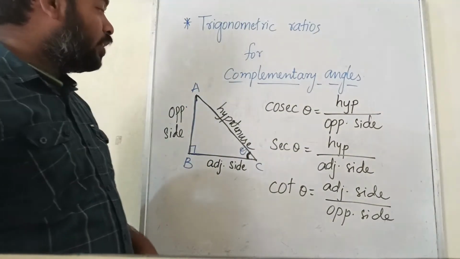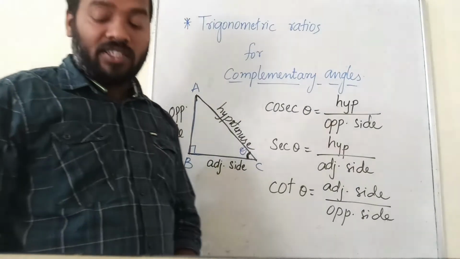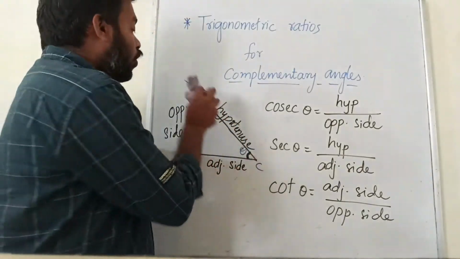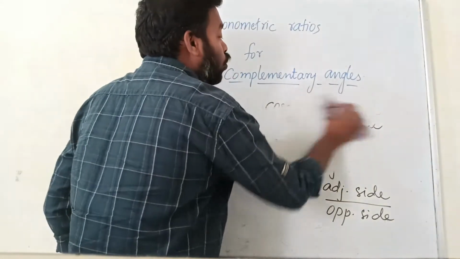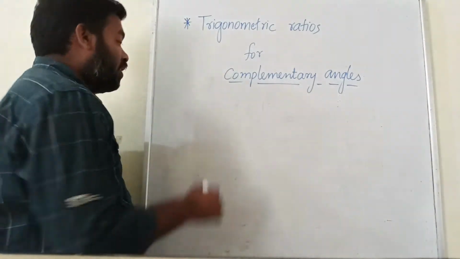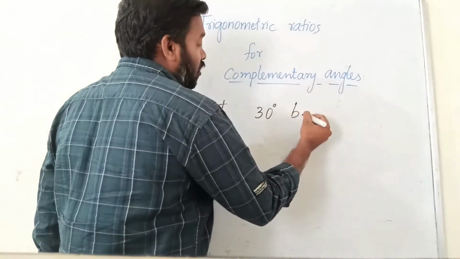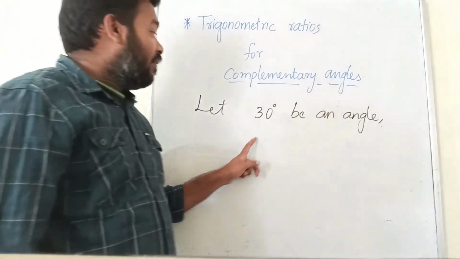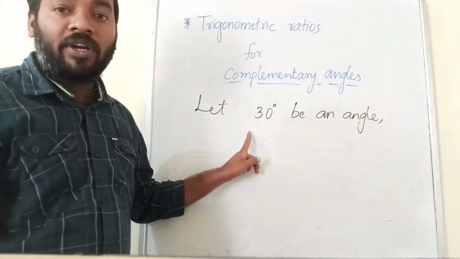Now we are going to use these formulas in trigonometric ratios for complementary angles. First of all, we need to know what complementary angles are. What do you mean by complementary angles? The angles whose sum is 90 degrees. If you are taking two angles, let us consider an angle 30 degrees. Then the angle which makes 90 degrees when you add it to 30 degrees will be complementary to this angle.